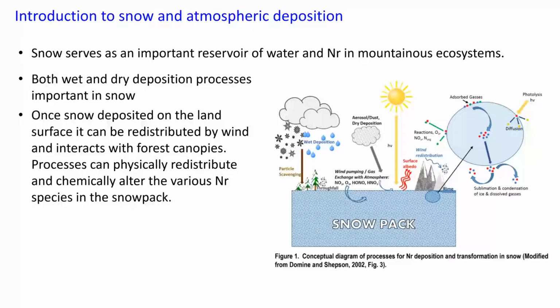And nitrogen deposition in these areas has a lot of interactions with snow, because the snowpacks essentially serve as these natural water reservoirs where they accumulate in the fall, winter, and spring, and then generally melt during the spring and summer each year. So both wet and dry deposition of nitrogen are important to basically the chemical makeup of the snowpacks.